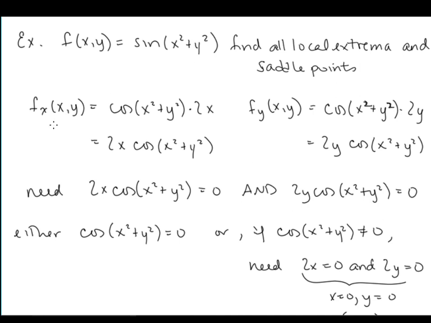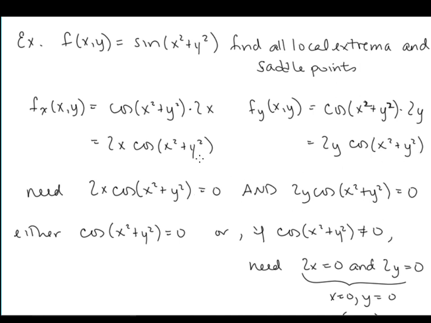So taking our x partial, we get cosine of x squared plus y squared multiplied by the x partial derivative of what's inside. That's 2x. So we have 2x cosine x squared plus y squared. Similarly, for the y partial derivative, cosine of x squared plus y squared multiplied by the y partial of the inside function, and that's 2y. So we get 2y cosine x squared plus y squared.